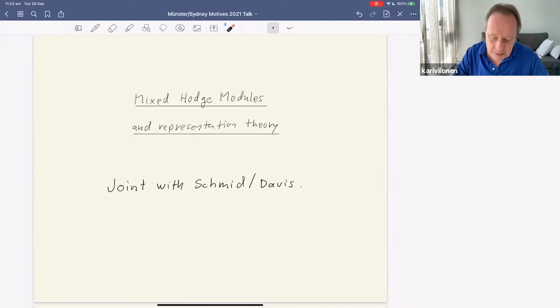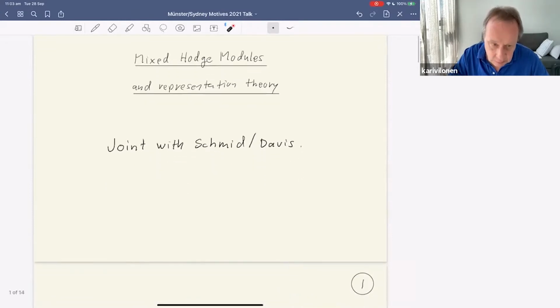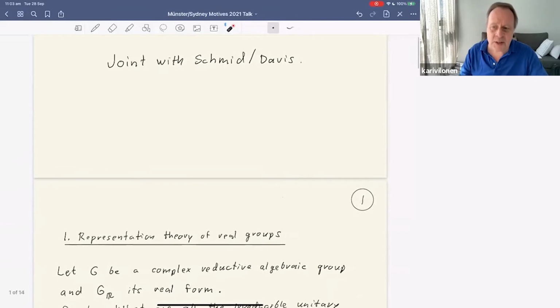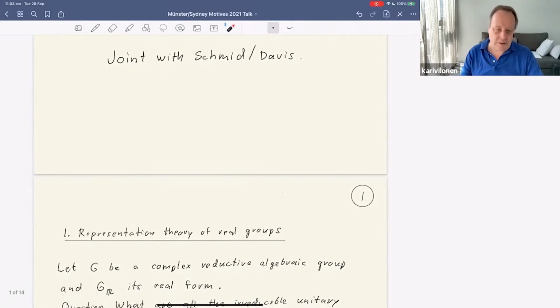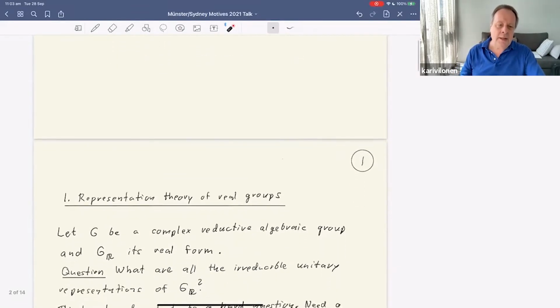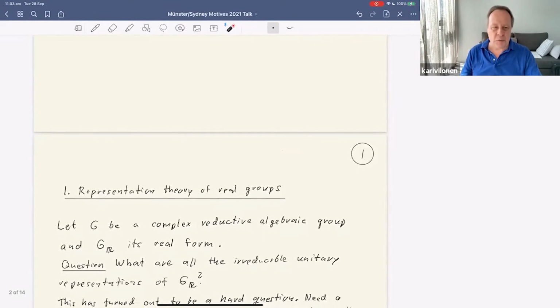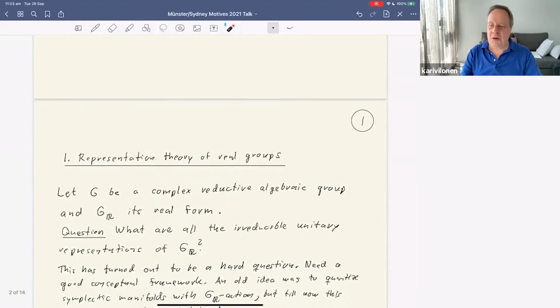Okay, so let me frame this in a particular way. Let me start with a small introduction to the representation theory of real groups. I start with a complex reductive algebraic group and its real form. When there's no subscript, it's a complex object, and when there's an R as a subscript, it's a real object. There's a very simple question you can ask, namely, what are all the irreducible unitary representations of this real group? It's a very simple question, which has turned out to be rather hard to answer.